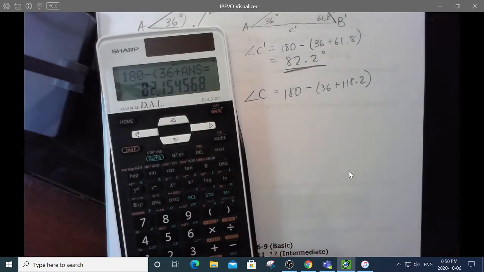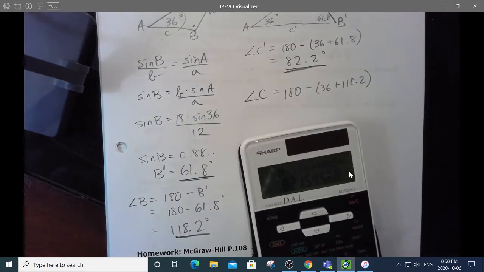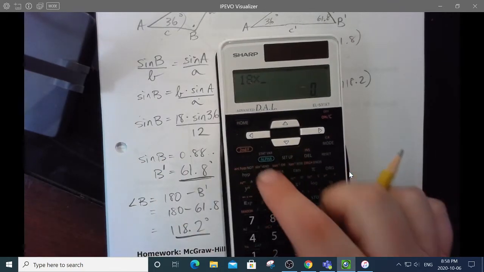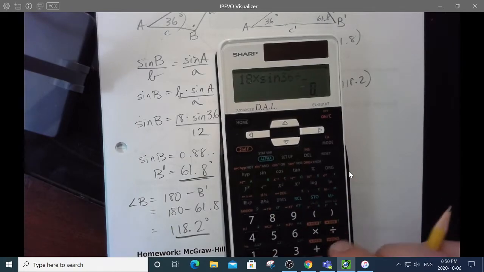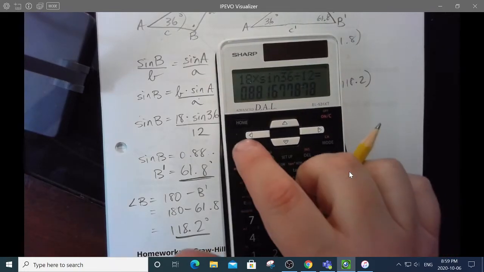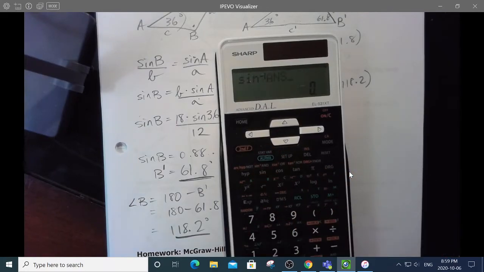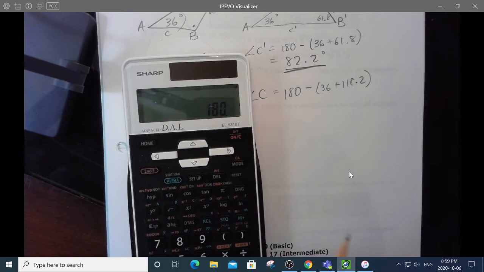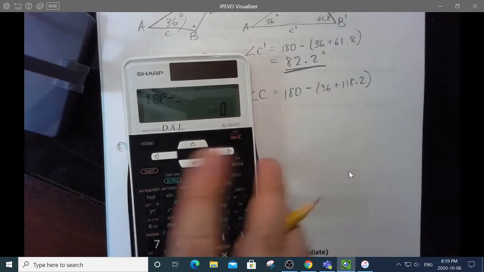How do I get that number back? Oh, I wish I'd saved that number. Rats. Okay, I'm just going to get that number back. I'm going to go 18 times the sine of 36 divided by 12, inverse sine. My answer is, there it is, 61.8. So, 180 minus, oh wait, I want the 118.2 this time.